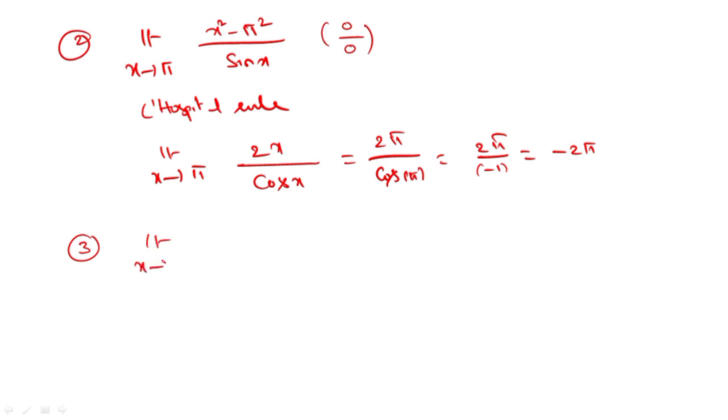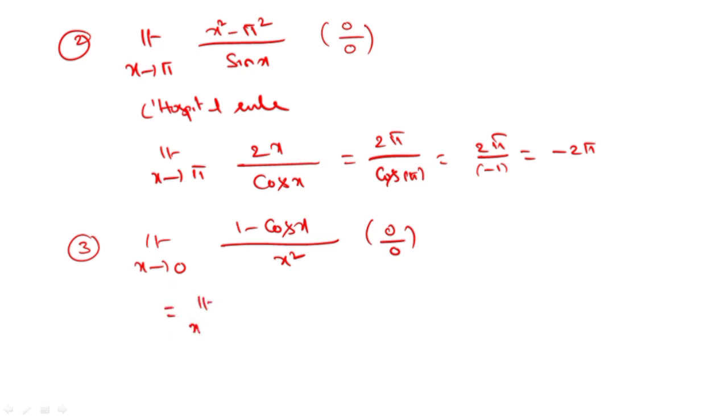I go for the third problem. Limit x tends to 0, 1 minus cos x by x square. If I substitute 0, 1 minus 1 is 0, by 0 square is 0, okay.